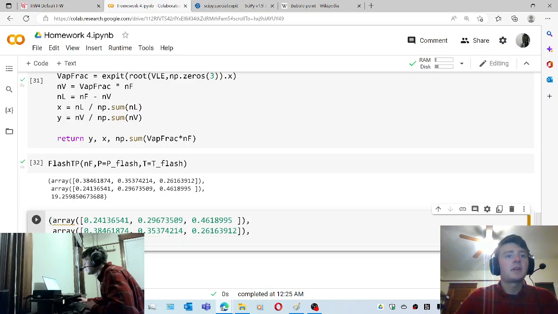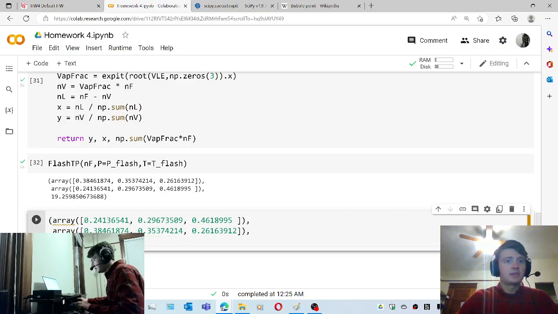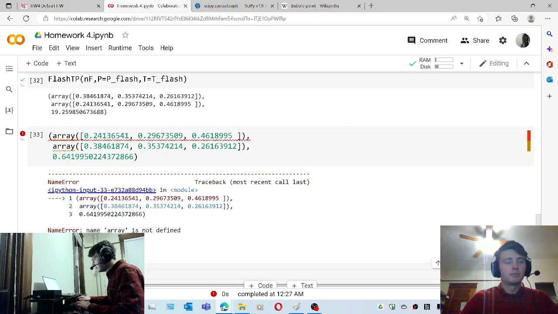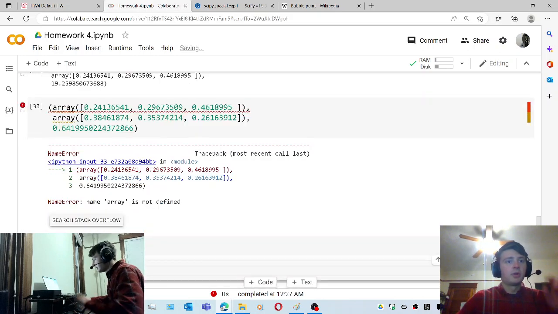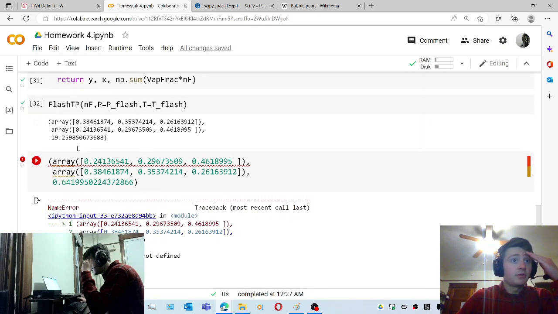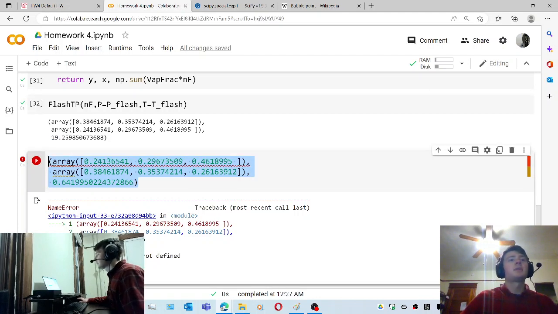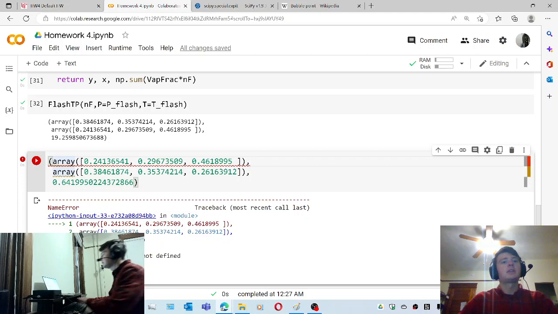If I take this final number and multiply it by 30 moles, I will get 19.25, and yeah, sweet. So he got the same answer as me. This is based on the professor's function that he did in class.